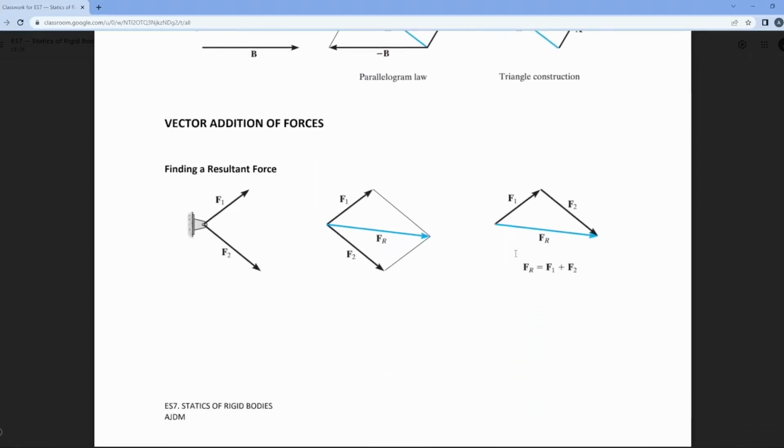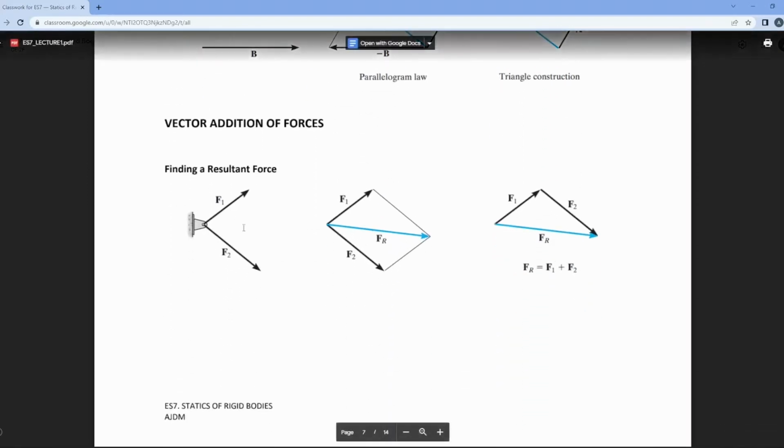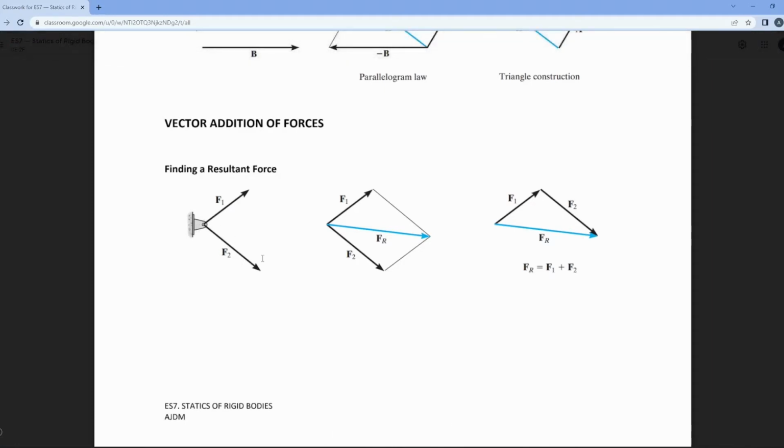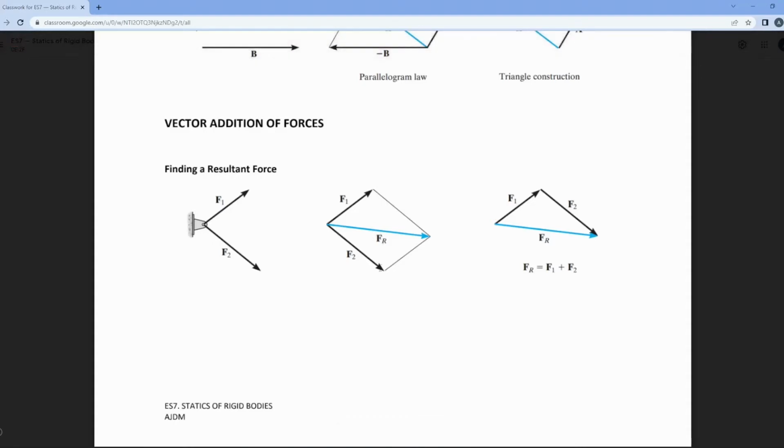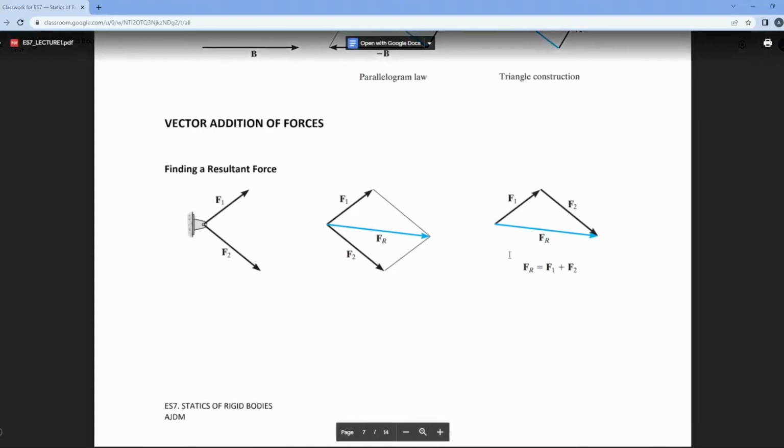Next, we have vector addition of forces. For example, you have this pin. And on the pin, there are two forces, F1 and F2. If we want to find the resultant force, Fr, we can use the parallelogram law or the triangle rule.